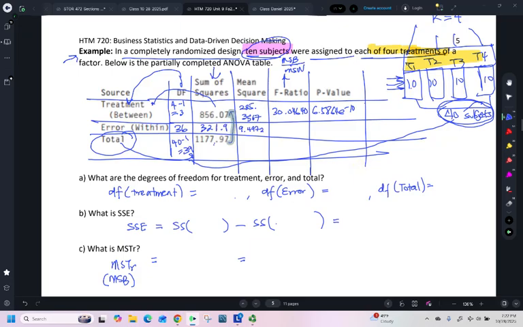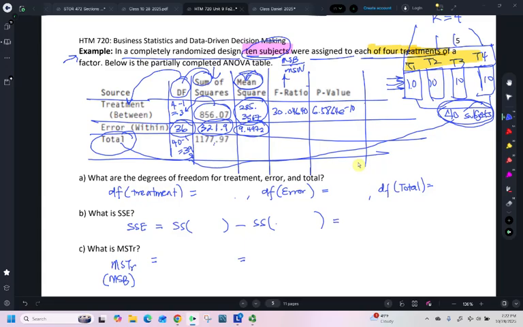Then, how do we get the averages, the mean squared error? Simply take the sum divided by what? By the degree of freedom, just like you do with any other mean. You take the sum, you divide by the degree of freedom, and you get the mean square for treatment or between treatments. And then for the mean square error, you take the sum of squared errors divided by the degree of freedom for the error. That will be 321.9 divided by 36. That is 9.4972.